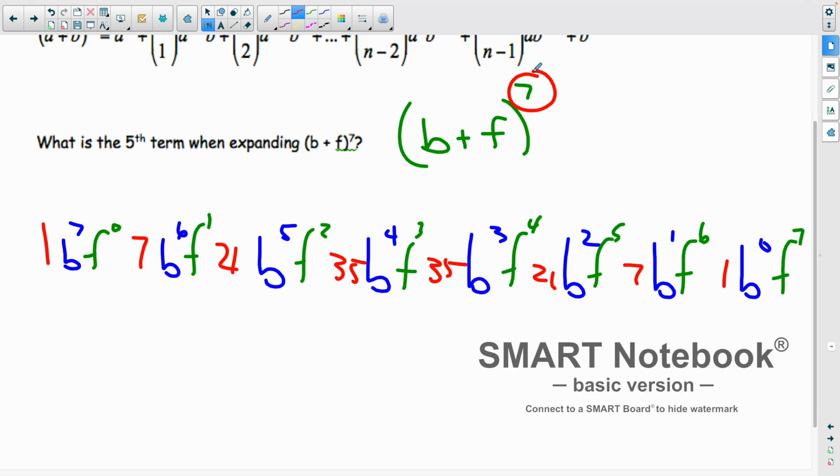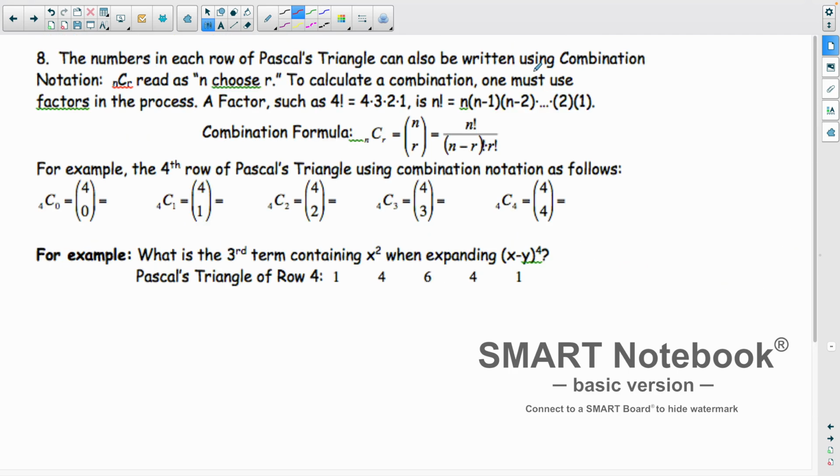Now, go to the one right above it. All right? So you have x minus y to the fourth. Okay? X minus y to the fourth. It asks a little bit different question on this one. I'm going to do the whole expansion, but I'm going to do the part first, then I'm going to go back. It says, what's the third term which contains x squared? All right?